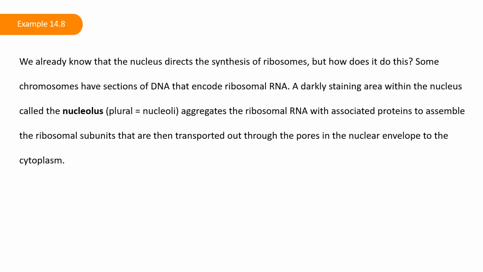We already know that the nucleus directs the synthesis of ribosomes, but how does it do this? Some chromosomes have sections of DNA that encode ribosomal RNA. A darkly staining area within the nucleus called the nucleolus aggregates the ribosomal RNA with associated proteins to assemble the ribosomal subunits that are then transported out through the pores in the nuclear envelope to the cytoplasm.